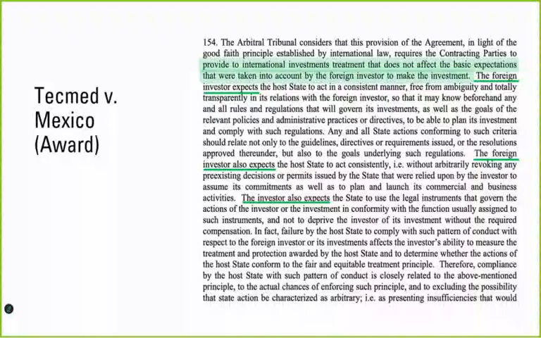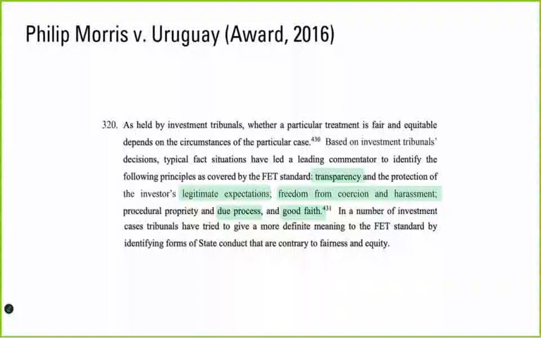Now, if you pick up any textbook of investment law, you would probably see that there is a whole evolution, the NAFTA and so on. Outside of NAFTA in particular, and I'm just showing you here this paragraph from the Philip Morris Award, you will find that FET has a lot of different components, and protecting and respecting the fair and equitable treatment of investors means protecting all of these things: transparency, legitimate expectations, avoiding coercion and harassment, due process, good faith.